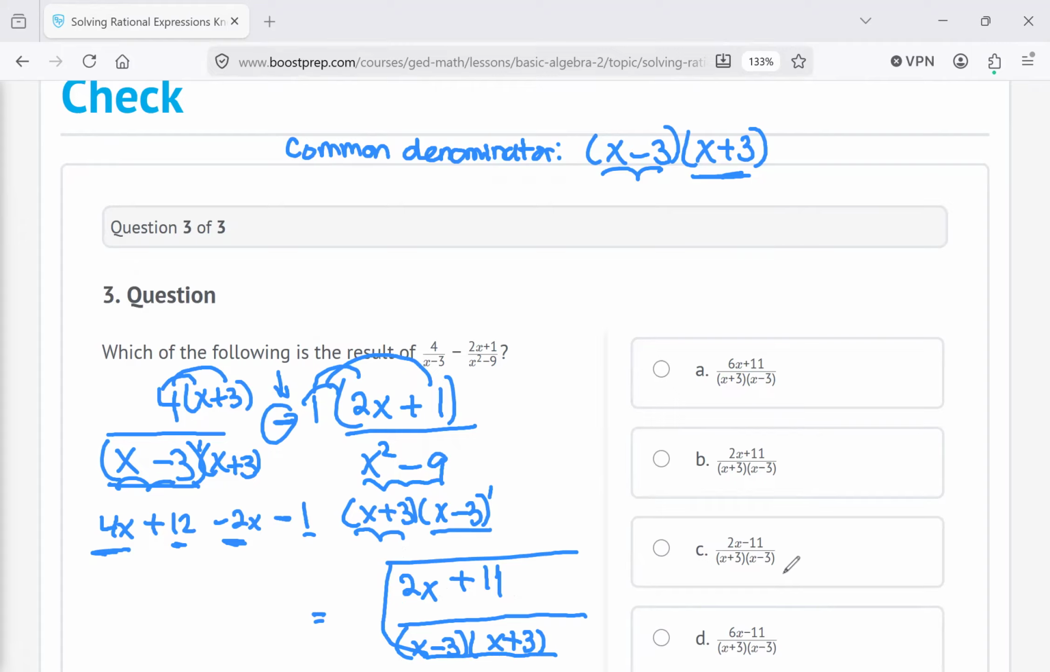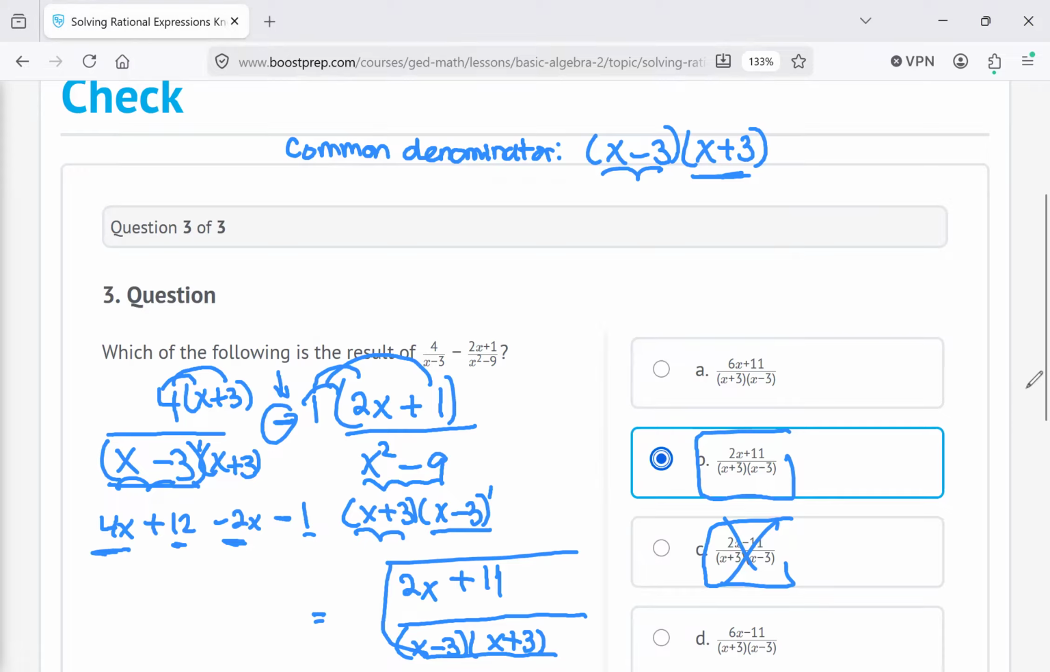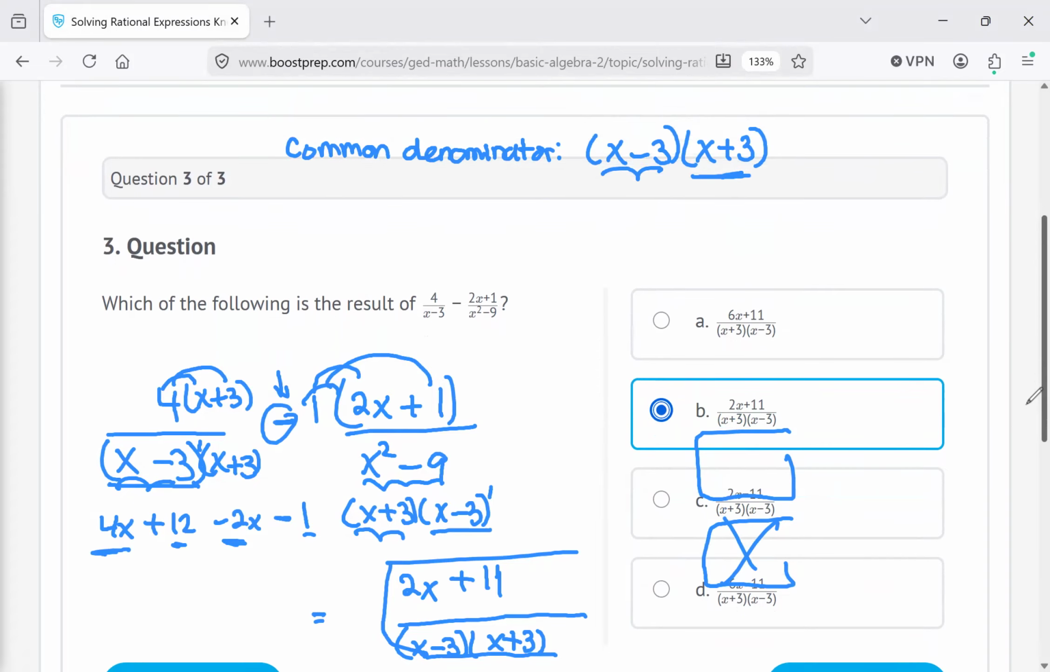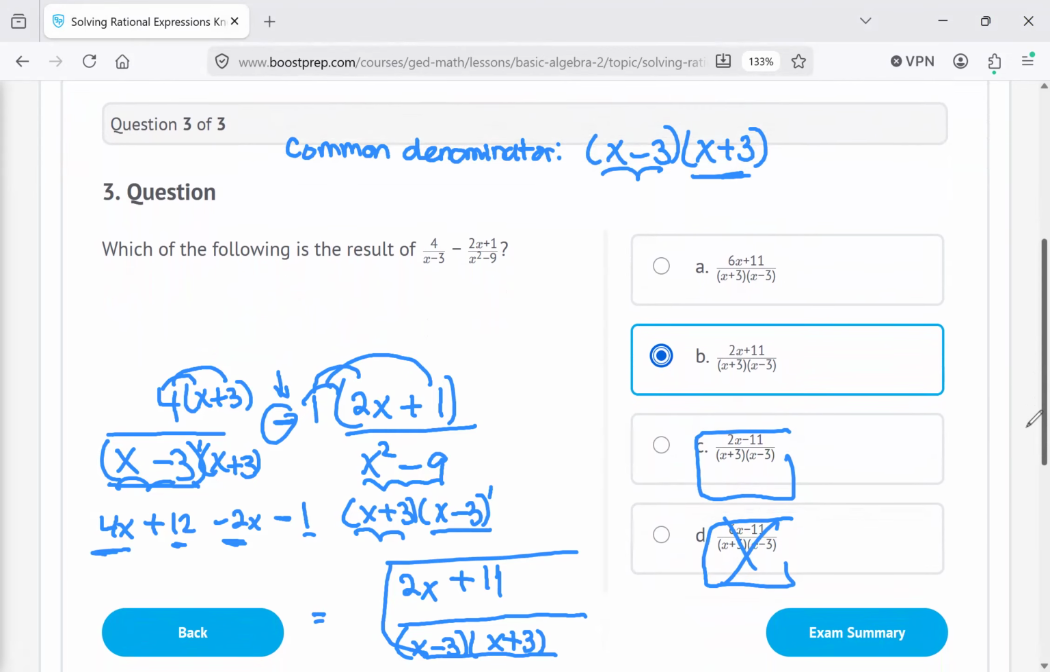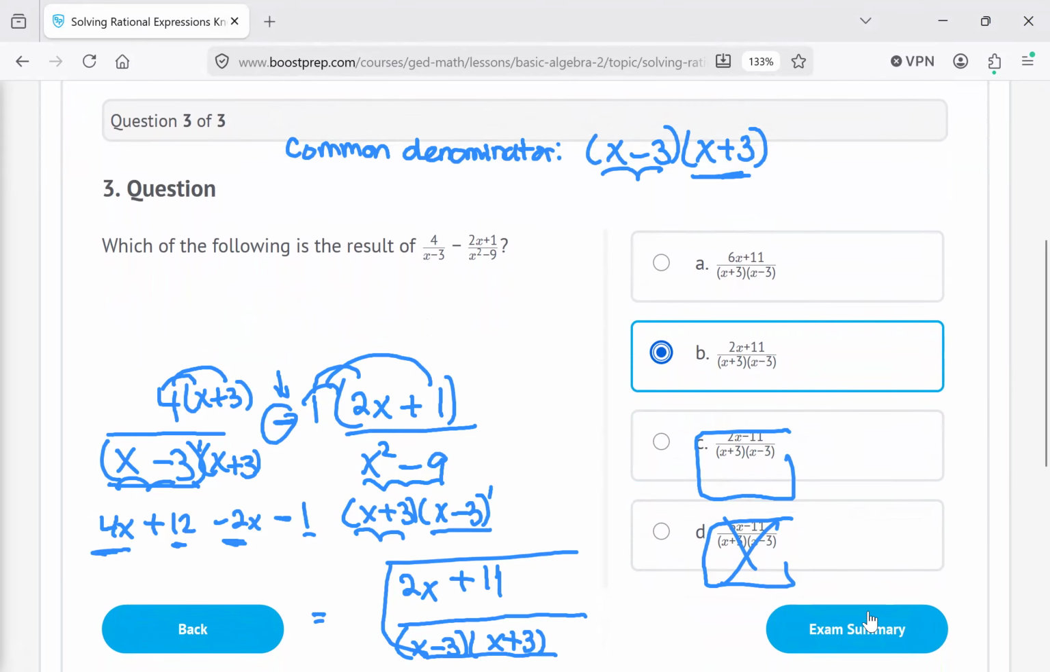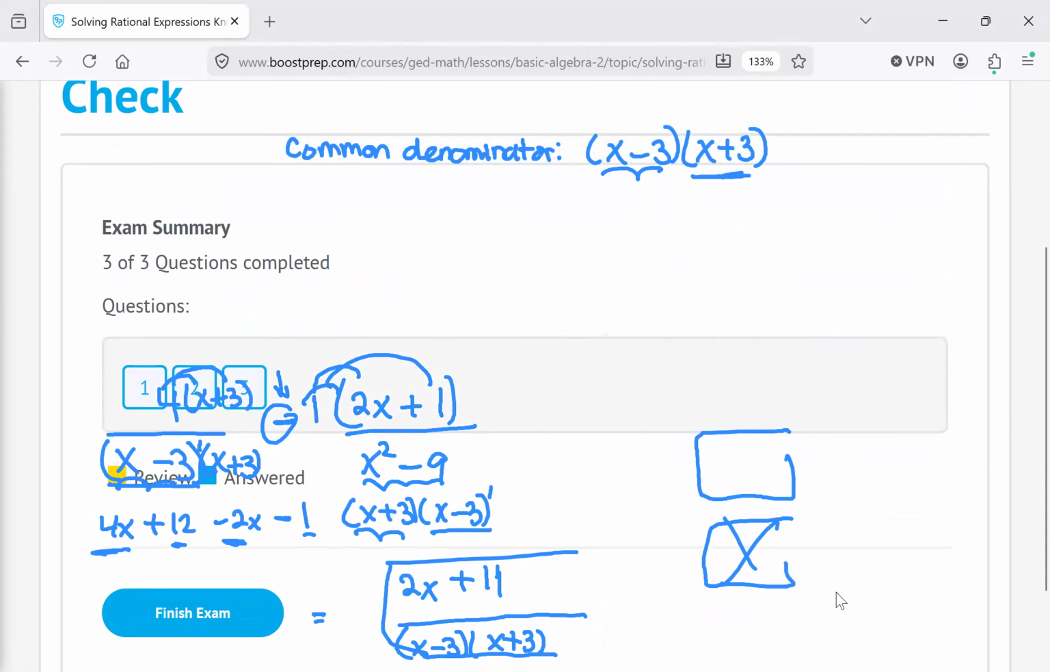So it looks like, yeah, it looks like C, right? 2x, oh no, it's 2x plus 11, so it's not C, it's B, right? It's 2x plus 11 over x plus 3, x minus 3. You could switch these two around, it doesn't matter. Yeah, so it's B. Okay, I'm going to check my results.